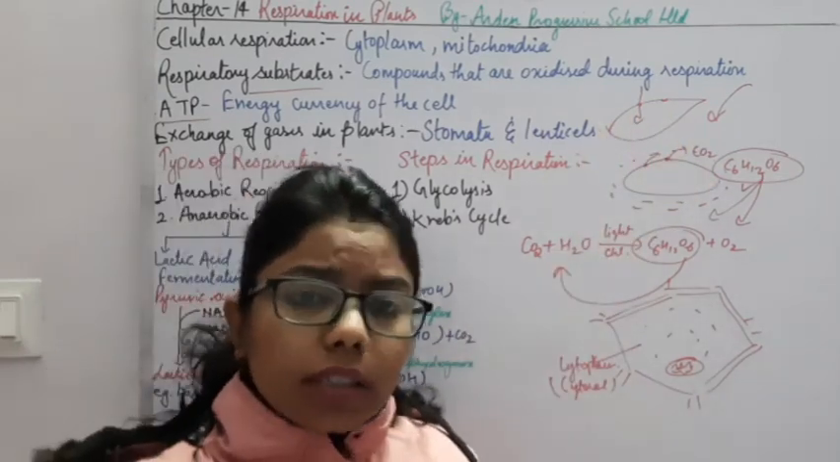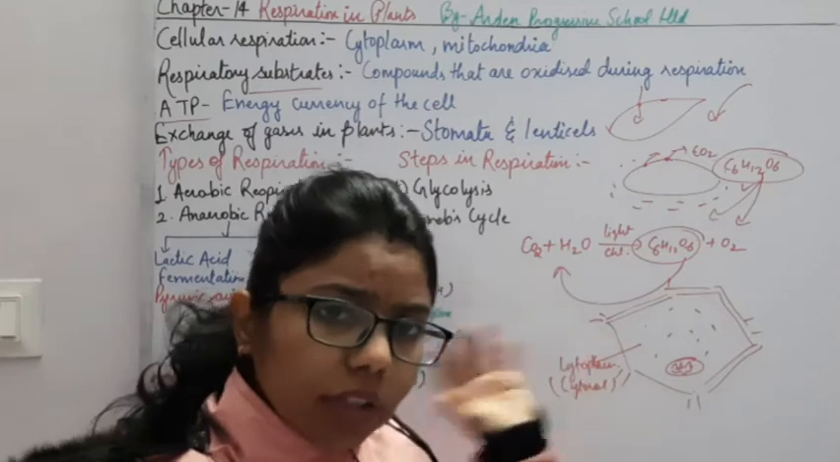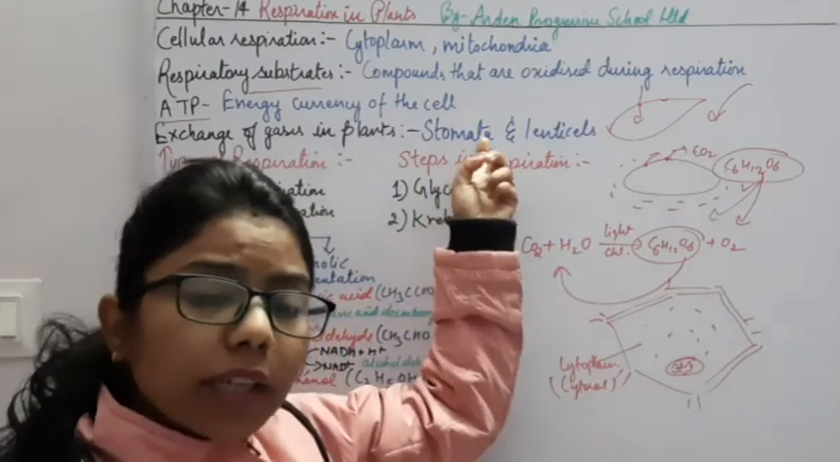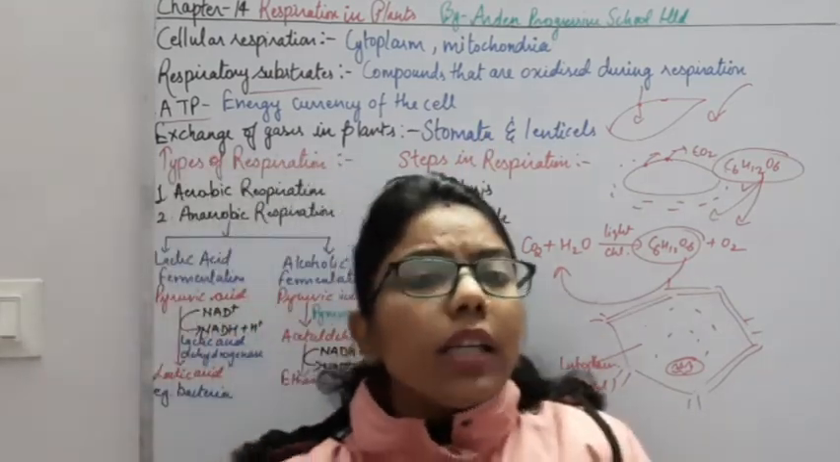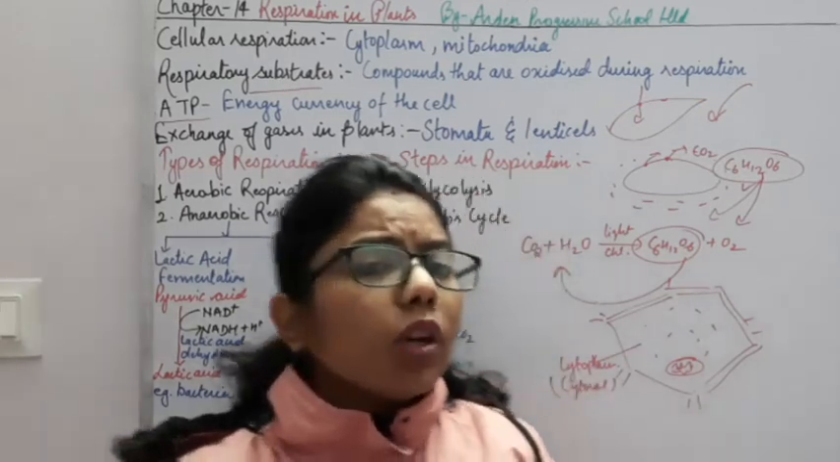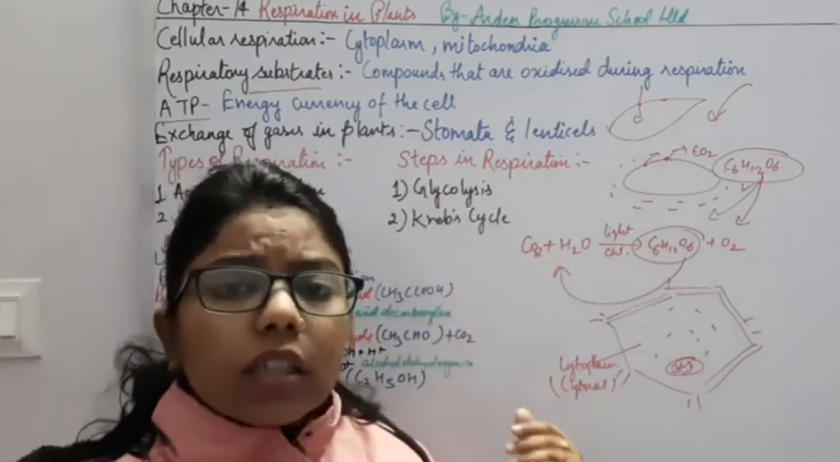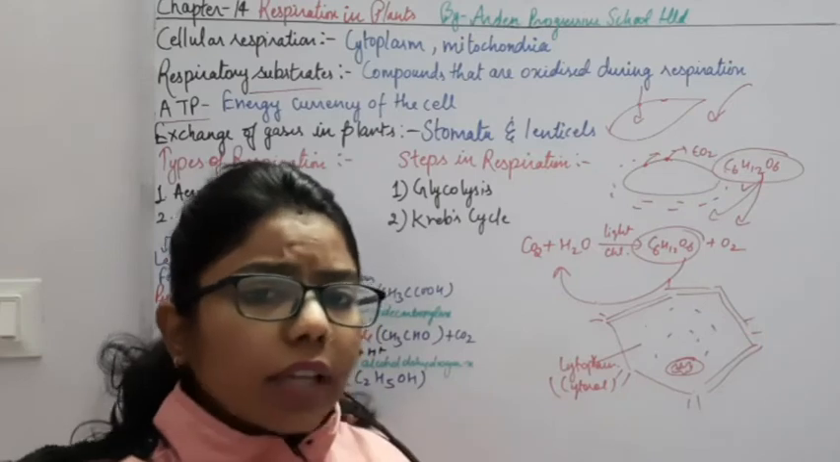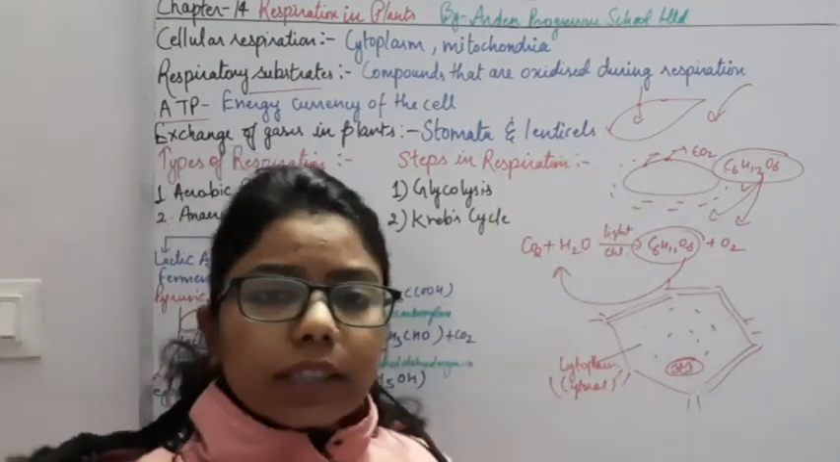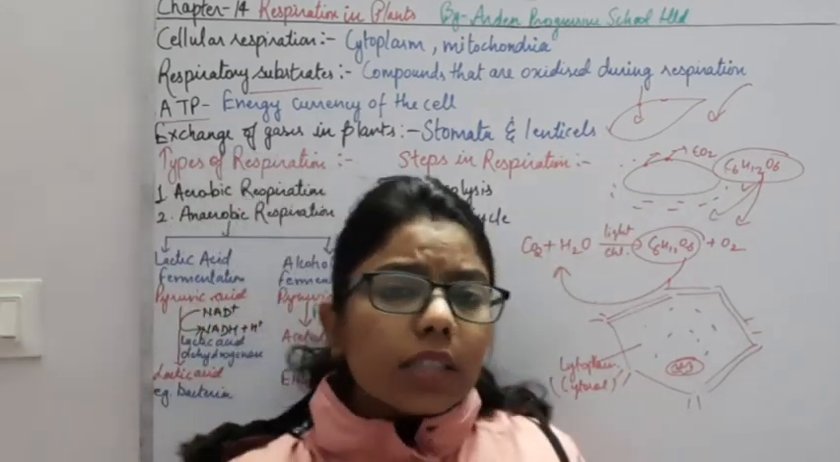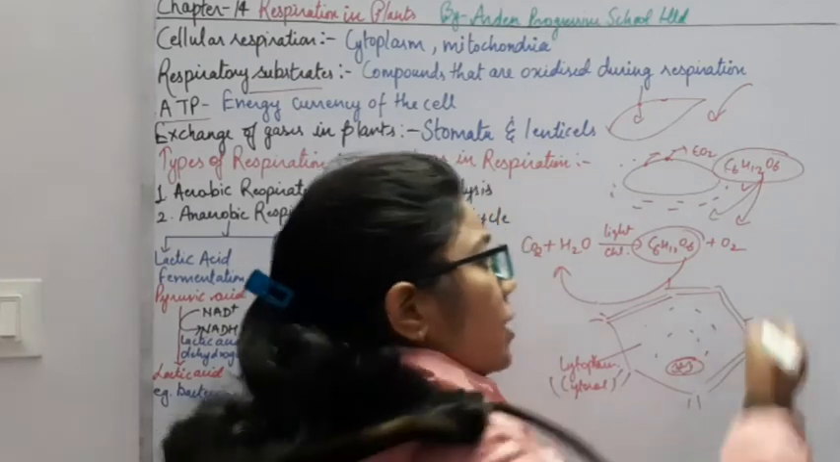So what are the components responsible for the exchange of gases? That is the stomata, and stomata are present on the green leaves, right? And what else is there? We can say that exchange of gases takes place with the help of lenticels. Lenticels are the spaces or pores present in the stems.